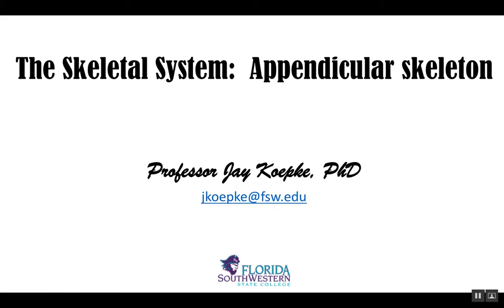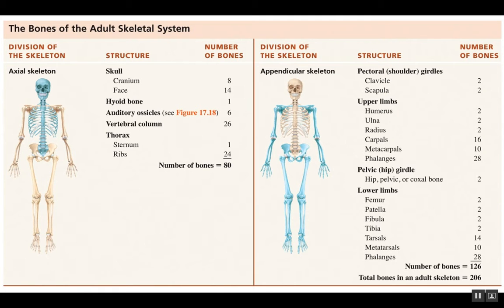The second division of the skeletal system is known as the appendicular skeleton. It's known as the appendicular skeleton because it forms the appendages, the upper limb and lower limb. It also contains what's known as the girdles. The girdles are what allows your limbs to attach to the body.